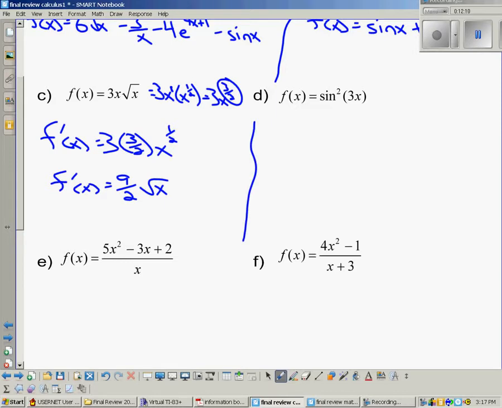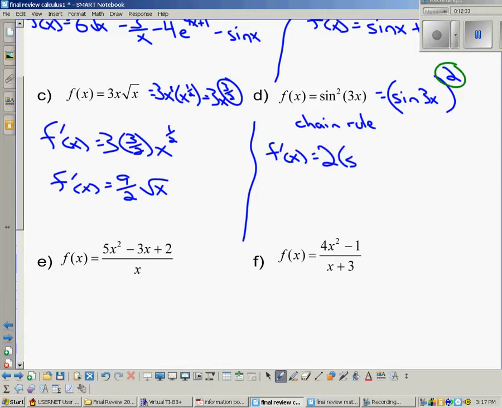F of x is sine squared of 3x. Okay, remember what sine squared means. It means sine of 3x all squared. So that squared is really on the outside. This is going to call for chain rule, which means derivative of the outer. So I'm going to take this 2 down front. We get 2 sine of 3x. The power of that is going to go down by 1 now, so it's just to the power of 1. I don't even really need to write it. Now times the derivative of the inner.